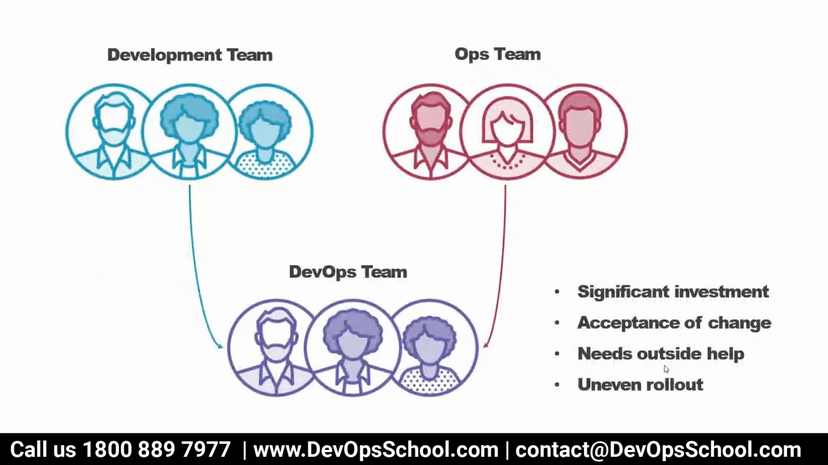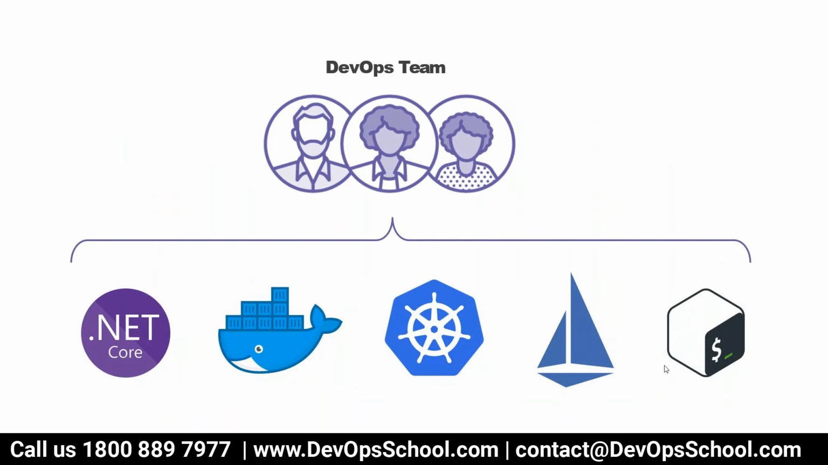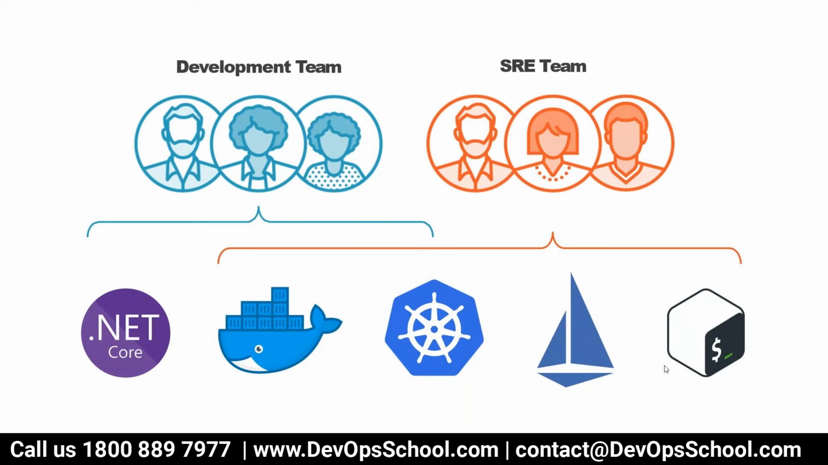So for development in an ops team, either you transform into a DevOps team, which we discussed yesterday, which requires significant investment, acceptance of change, outside help, and has an uneven rollout. That is one of the challenges you face when implementing DevOps. But from ops team to SRE team is a more feasible and practical approach, which Google has suggested, and that is what has become popular now. So the ops team transforms into an SRE team. The DevOps team owns everything, and the SRE versus development team owns part of it.